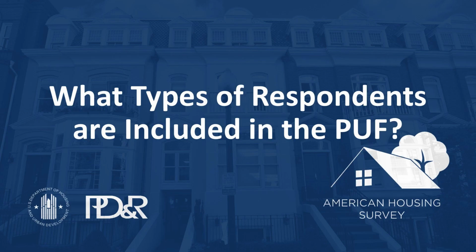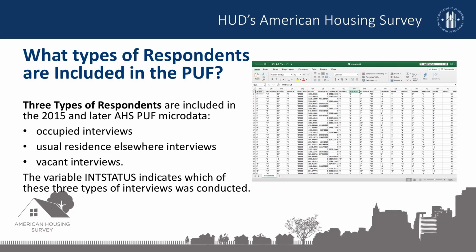In the next section of the webinar, we'll take a closer look at what you can find in the PUF. Let's start with the types of respondents that are included in the PUF microdata. The 2015 and later PUF microdata include 3 types of respondents: occupied interviews, usual residence elsewhere interviews, and vacant interviews. The PUF variable INTSTATUS indicates which of these 3 types of interviews was conducted.